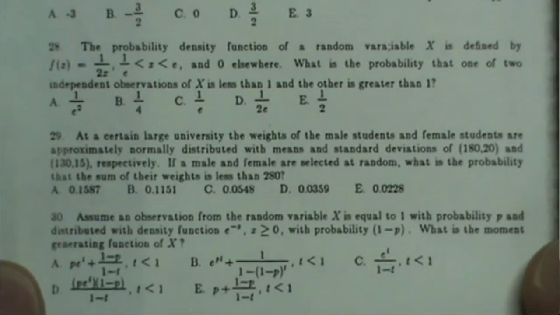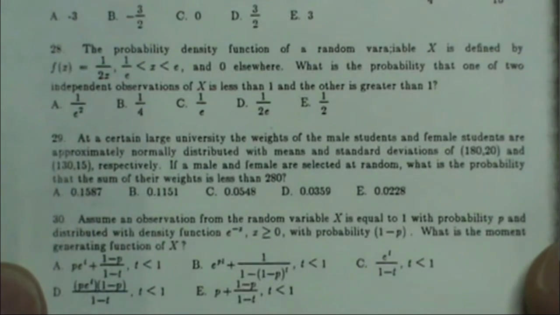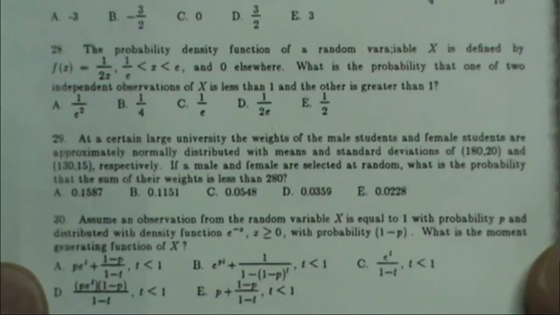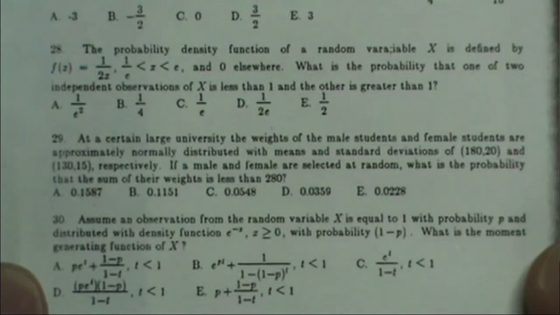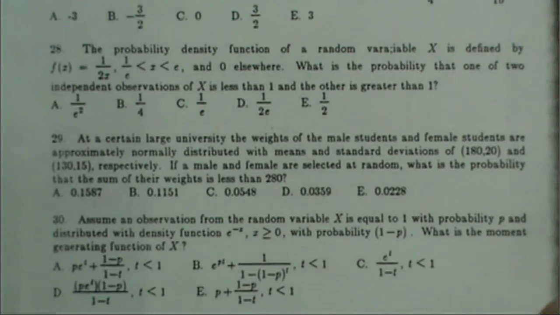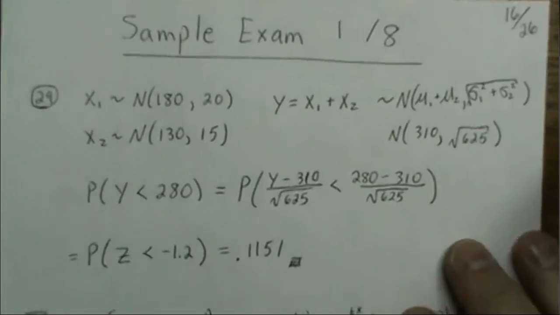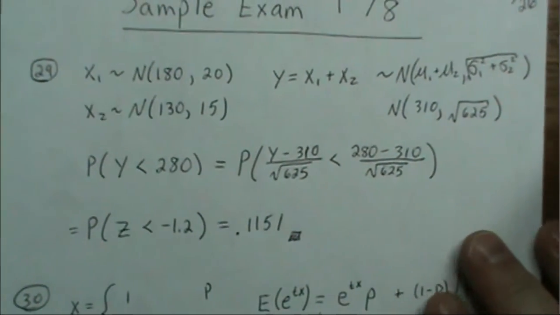Problem 29. At a certain large university, the weights of male students and female students are approximately normally distributed with means and standard deviations that are shown there, respectively. If a male and female are selected at random, what is the probability that the sum of their weights is less than 280? So problem 29.